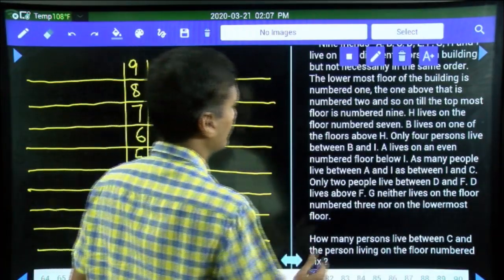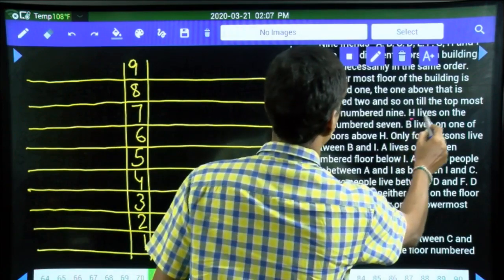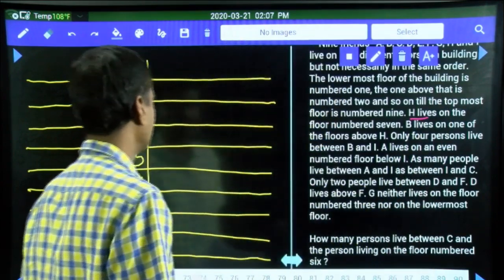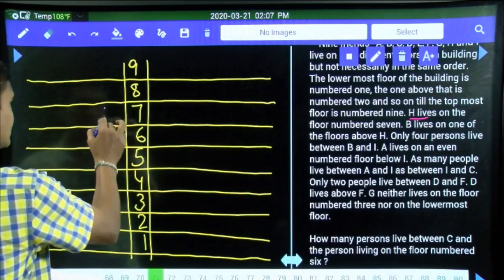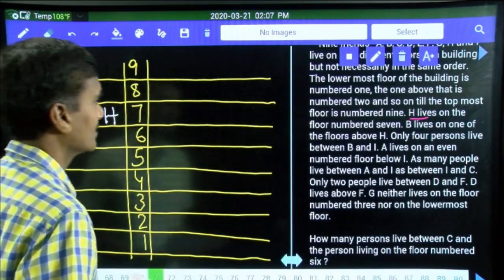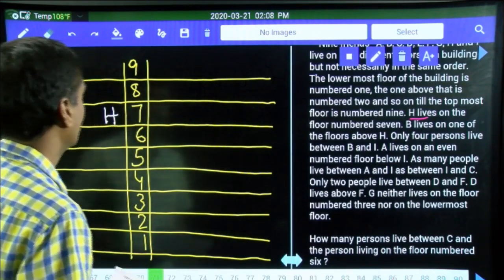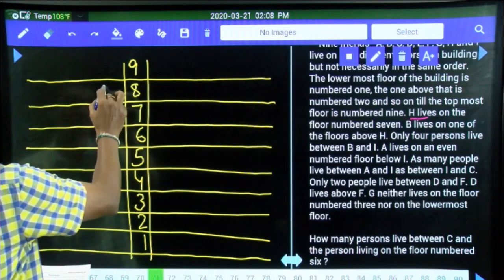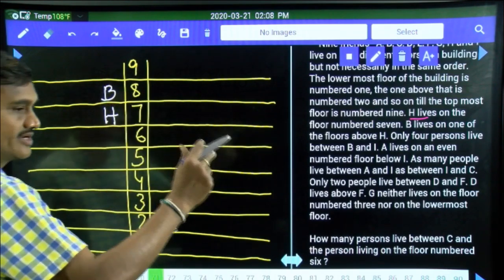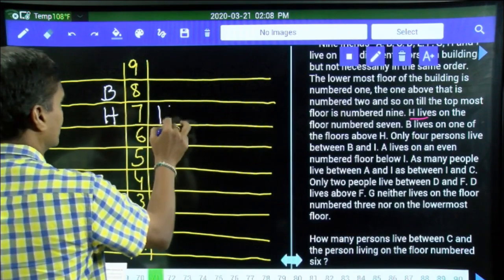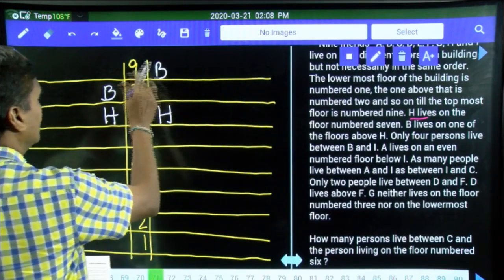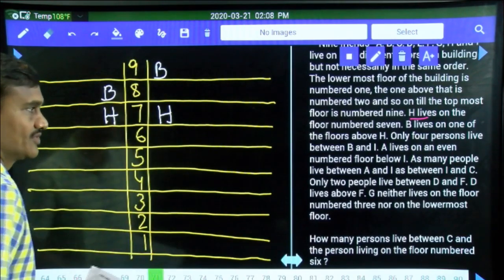రాయొచ్చు. ఫస్ట్ వన్, H lives on floor number 7. H is on floor number 7. B lives on one of the floors above H. B is on one of the floors above H అంటే ఎన్ని పాసిబిలిటీస్? B అనేది 8th ఫ్లోర్ అయినా ఉండొచ్చు, 9th ఫ్లోర్ అయినా ఉండొచ్చు. కనుక ఎన్ని పాసిబిలిటీస్ ఉన్నాయో చెప్పండి? 2. B 8th ఫ్లోర్, 9th ఫ్లోర్, 2 different possibilities.